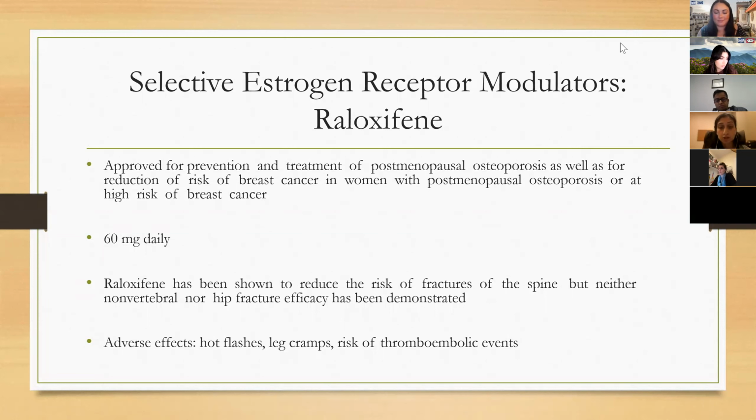It's been shown to reduce the risk of fractures of the spine, but it does not have non-vertebral or hip fracture efficacy. Some of the side effects to be aware of are hot flashes, leg cramps, and it does increase your risk of thromboembolic events. Because of these risks in some of the elderly patients, it's not our initial choice of medication to use. As well, it doesn't have a broad spectrum reduction of fracture efficacy. It just really reduces the risk of fractures at the spine.